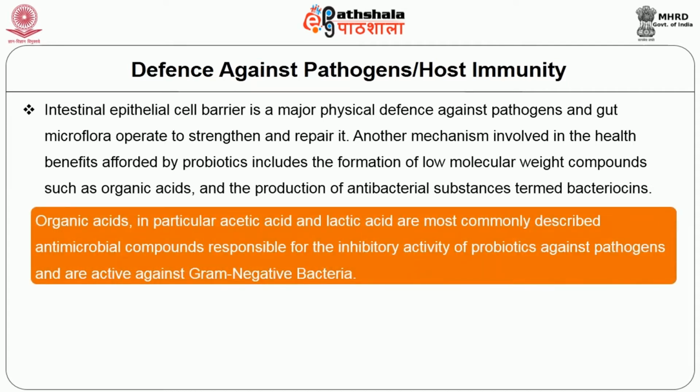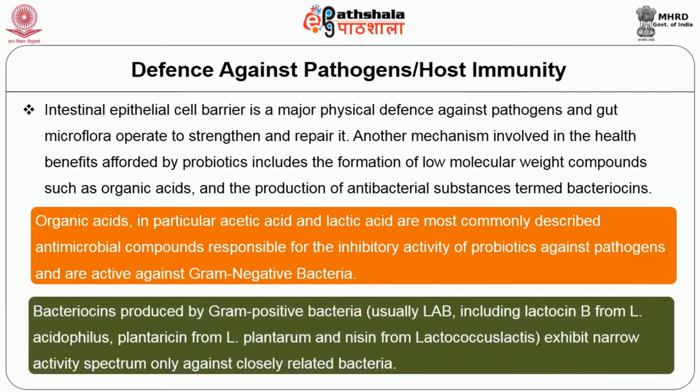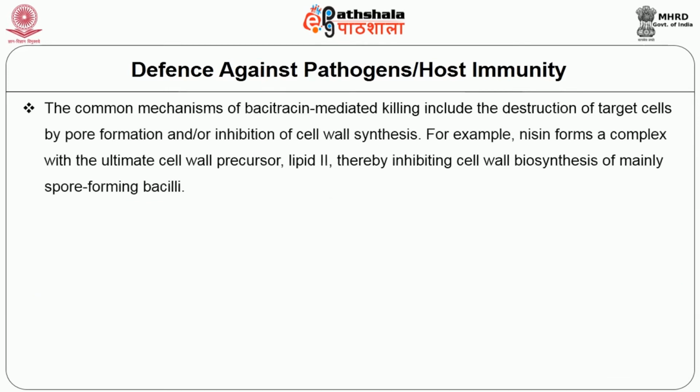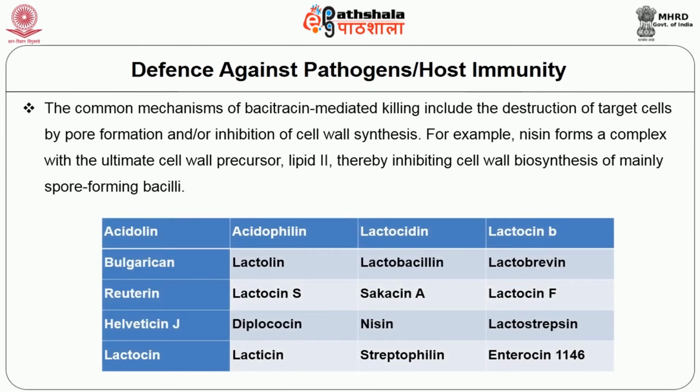Organic acids, in particular acetic acid and lactic acid, are the most commonly described antimicrobial compounds responsible for the inhibitory activity of probiotics against pathogens and are active against gram-negative bacteria. Bacteriocins are produced by gram-positive bacteria. The common mechanisms of bacteriocin-mediated killing include the destruction of target cells by pore formation and/or inhibition of cell wall synthesis. For example, nisin forms a complex with the ultimate cell wall precursor, lipid II, thereby inhibiting cell wall biosynthesis, mainly of spore-forming bacilli. Antimicrobials produced by probiotics, for example lactolin, lactobacillin, lactobrevin. Like many of these probiotics are producing antimicrobials.